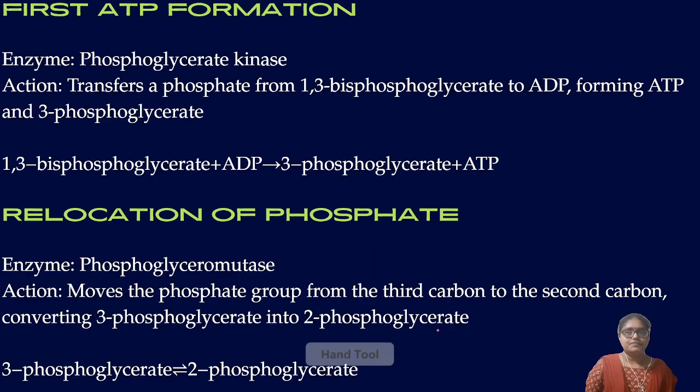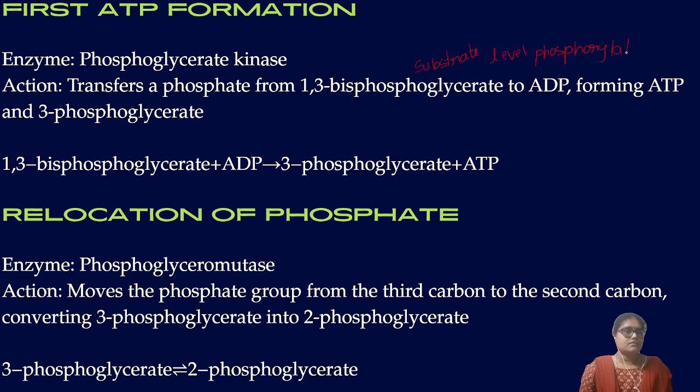1,3-bisphosphoglycerate is formed. First ATP formation, substrate level phosphorylation. Here, transfer of phosphate from 1,3-bisphosphoglycerate to ADP. Here 2 phosphate groups are present. Transfer of one phosphate group from 1,3-bisphosphoglycerate to ADP, forming ATP and 3-phosphoglycerate.